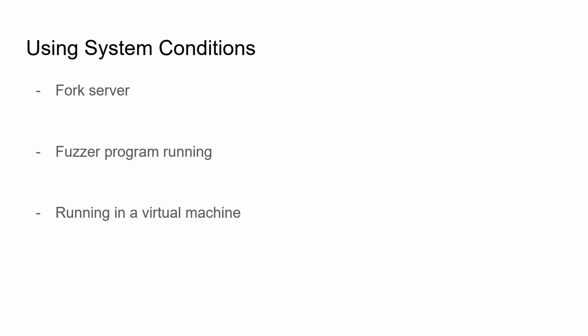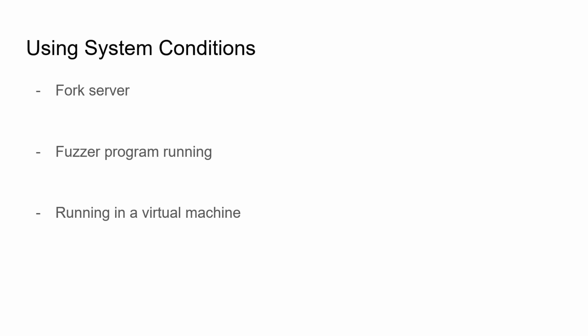So we can also look at our system conditions. American Fuzzy Lop, for example, creates a fork server. This is so it can test multiple inputs at the same time. And if it's a program that should not be run in simultaneous execution, then you could use this as a way to know fuzzing is occurring.